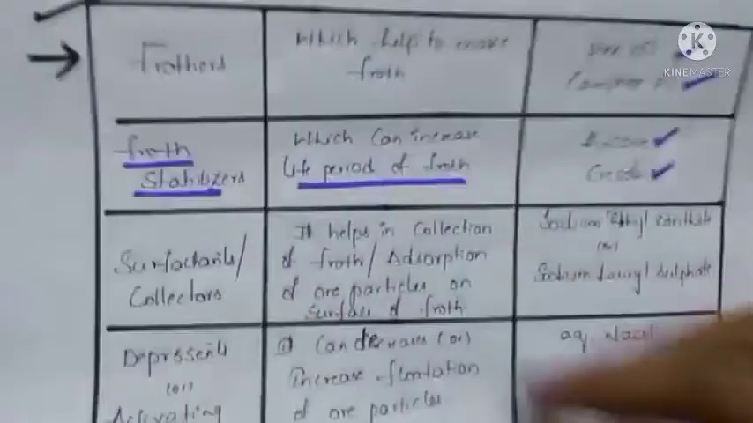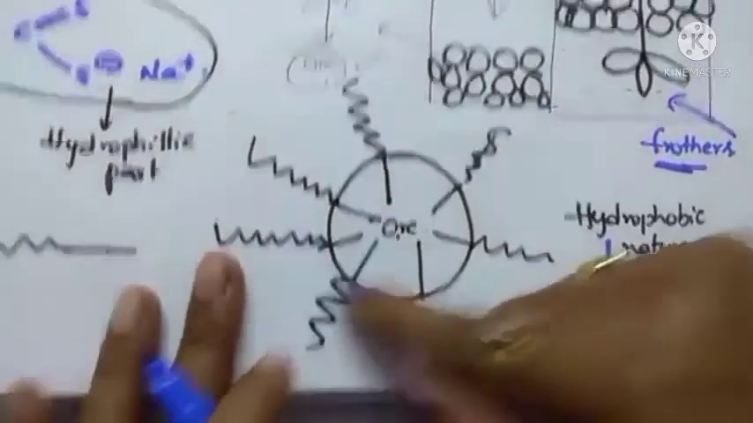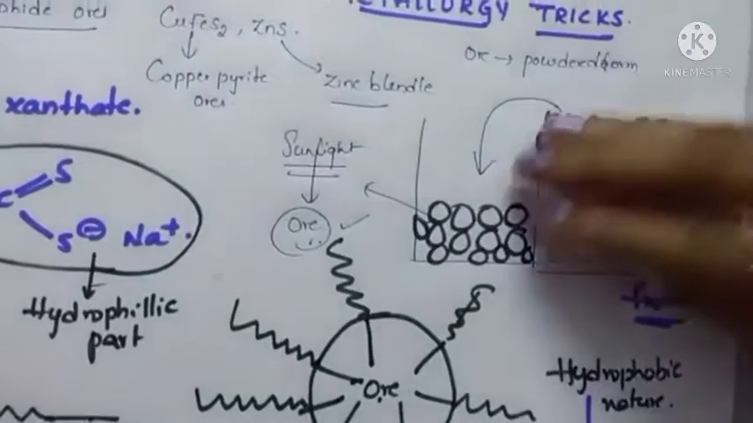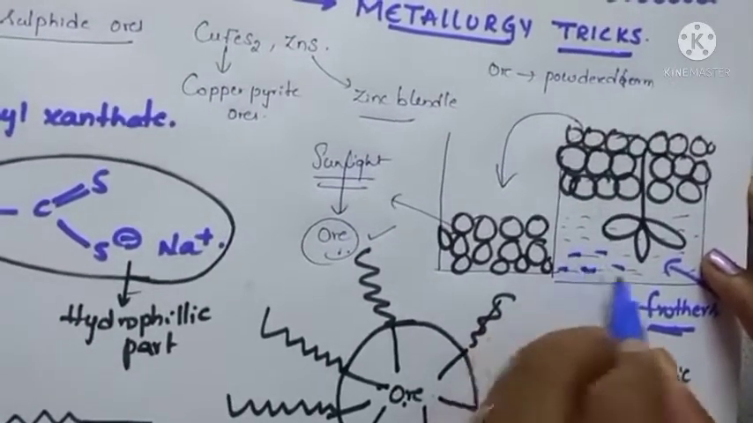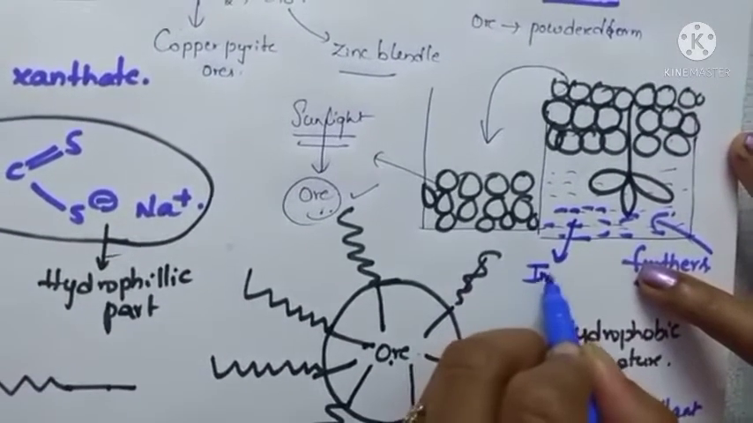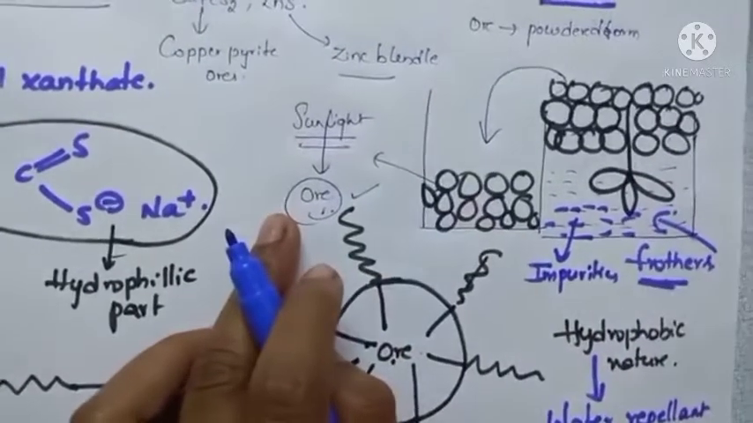This surfactant makes the ore water repellent, and then this ore will be absorbed into the froth and it floats onto the surface. Once this floats onto the surface, it will be collected and all the impurities settle down. Impurities remain down. From here we get the ore.